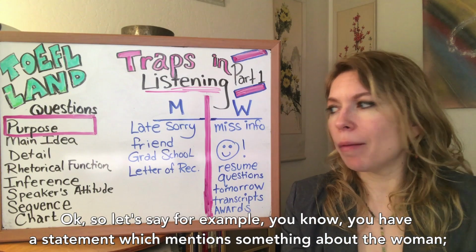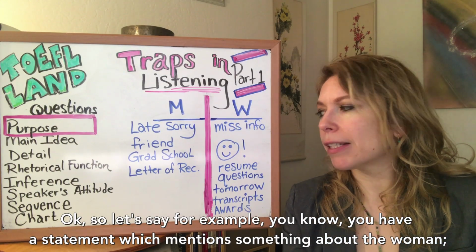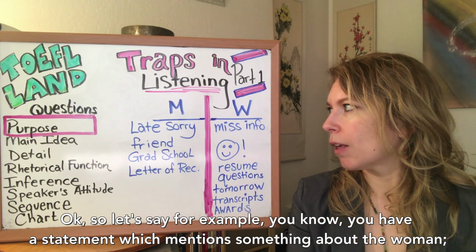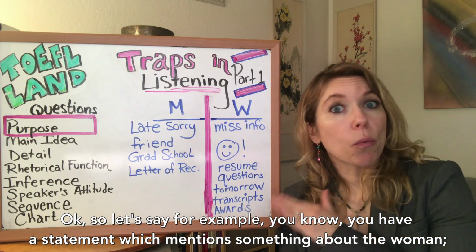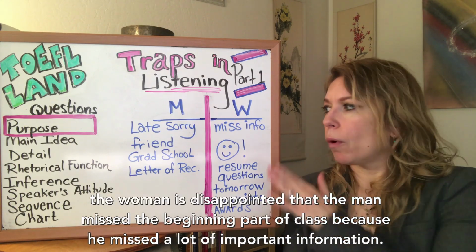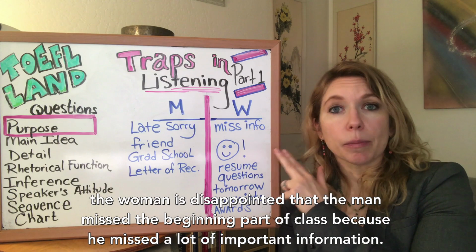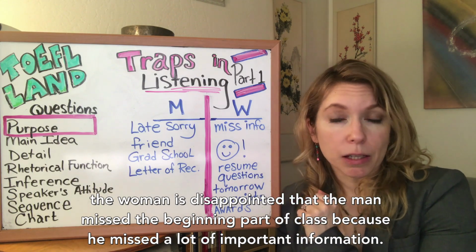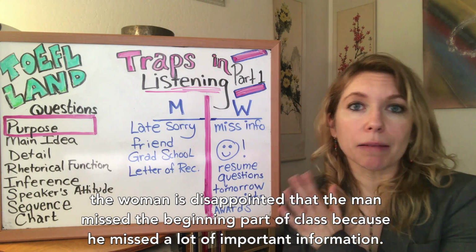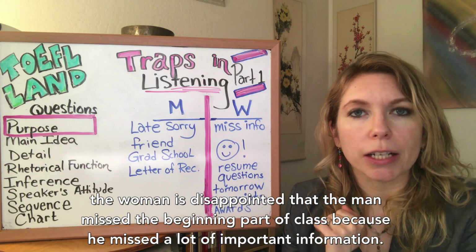So let's say, for example, you have a statement which mentions something about the woman. The woman is disappointed that the man missed the beginning part of class because he missed a lot of important information.